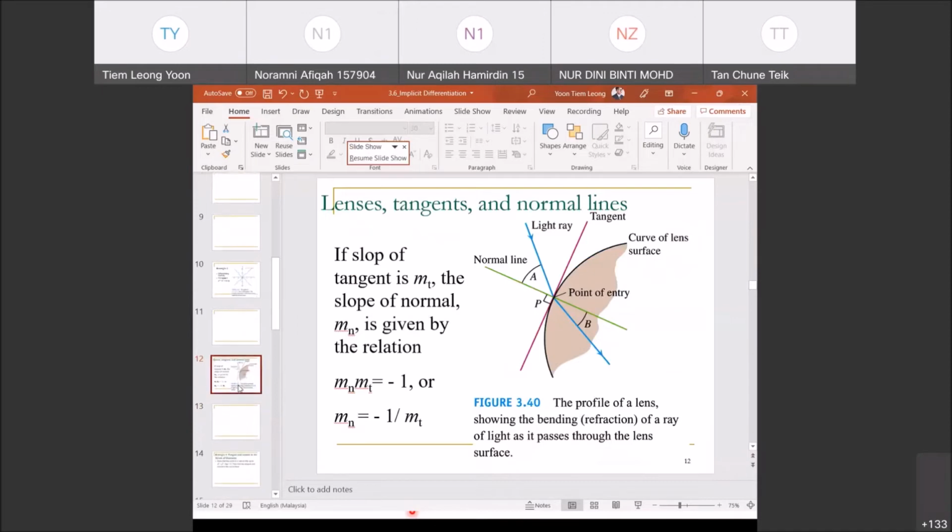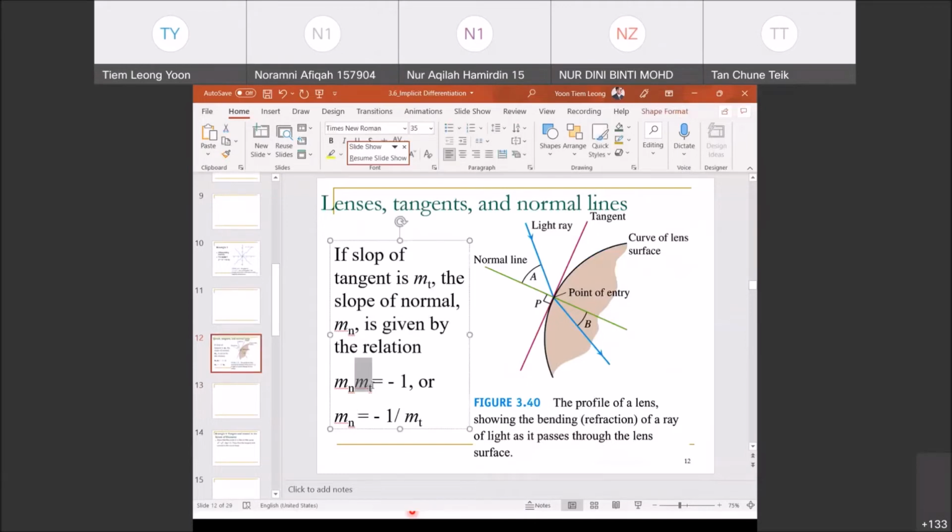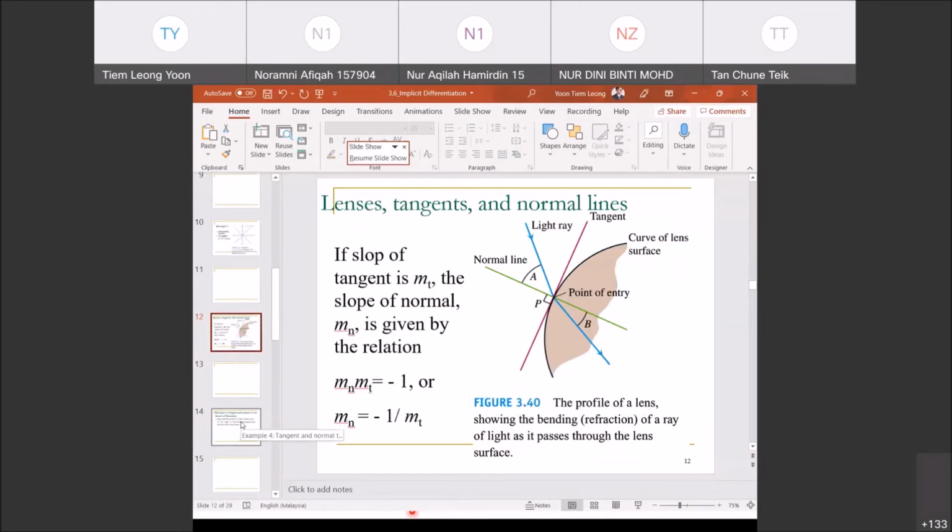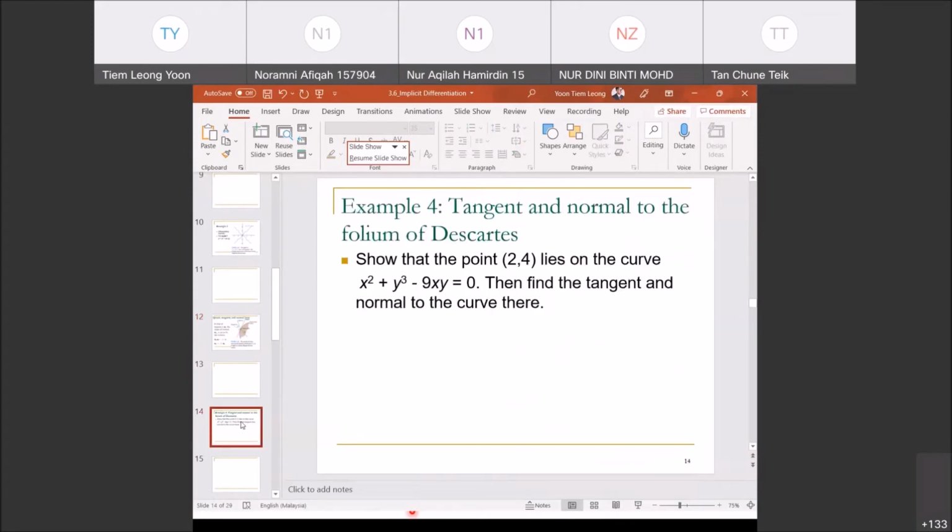the normal is just a line which is 90 degrees with respect to the tangent. So if you know the slope of the tangent, then the slope of the normal is simply equal to -1 over m_t. That is it. If you answer these questions, it should be easily answered, right?